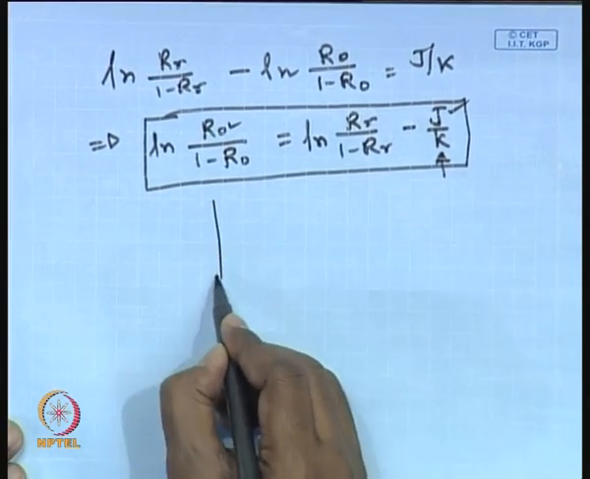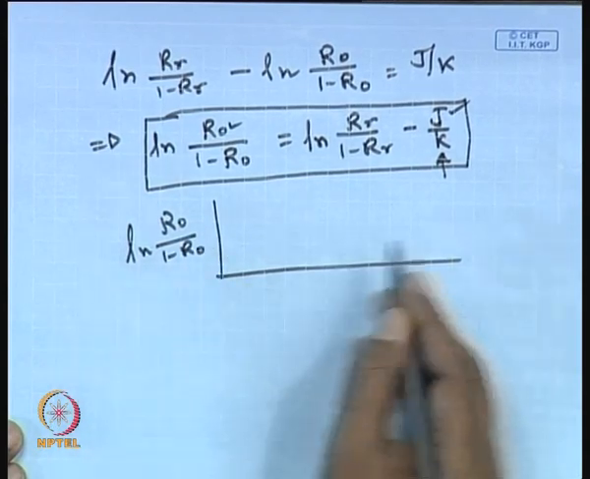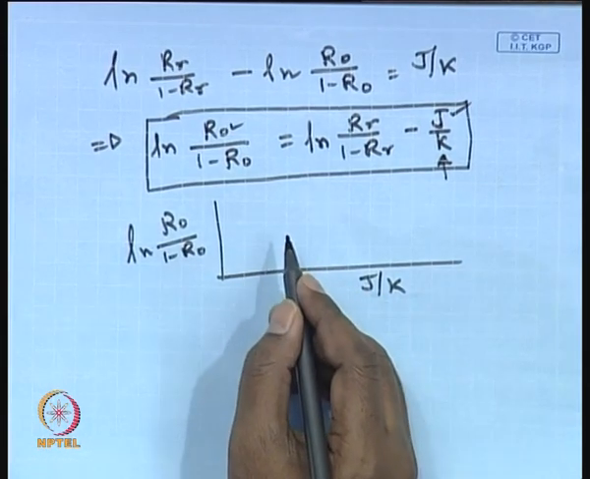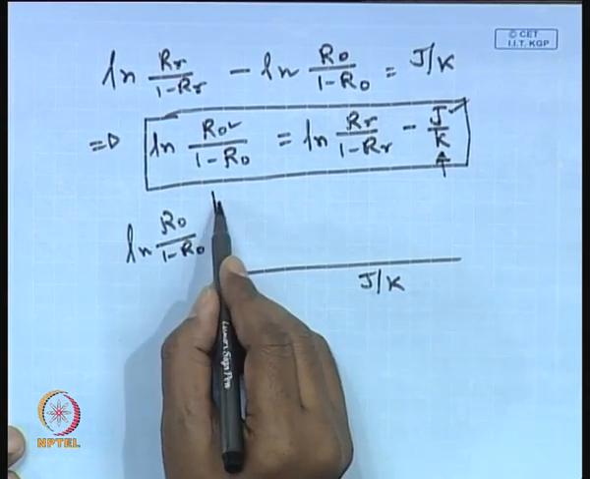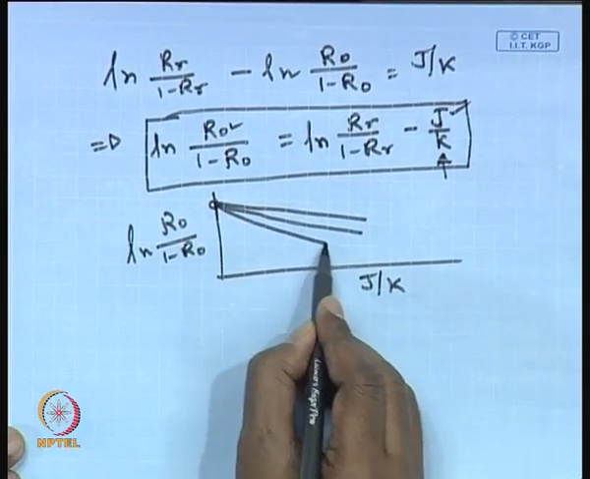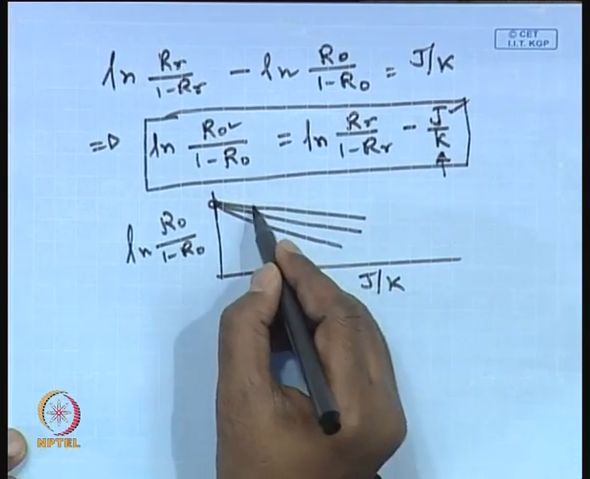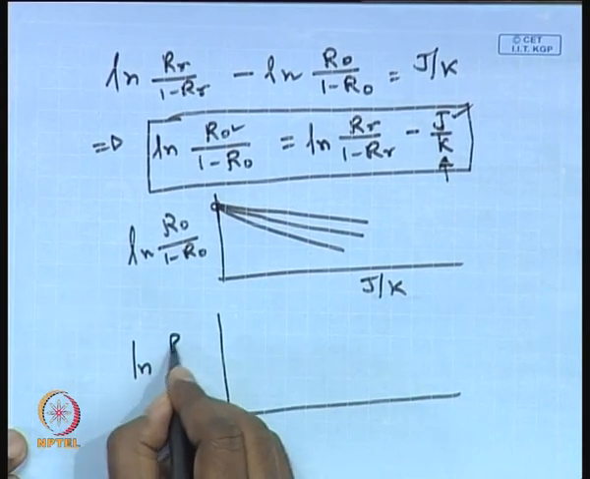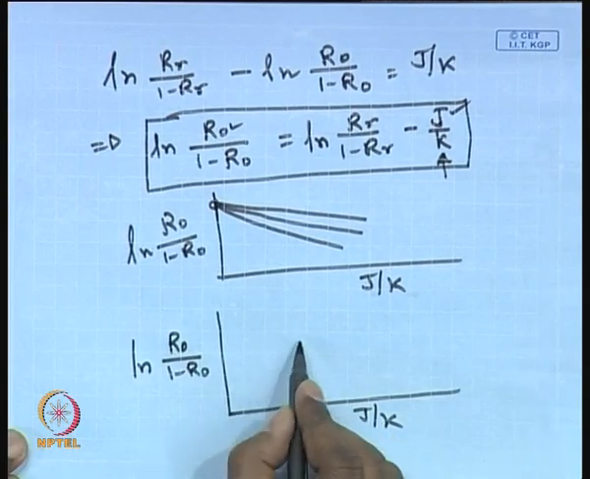And if you plot ln (R naught divided by 1 minus R naught) versus J by K, you can expect a series of straight lines with a declining slope. The straight lines will be something like this. Okay. The plots will look something like this: ln (R naught by 1 minus R naught) versus J by K, it will be something like this.